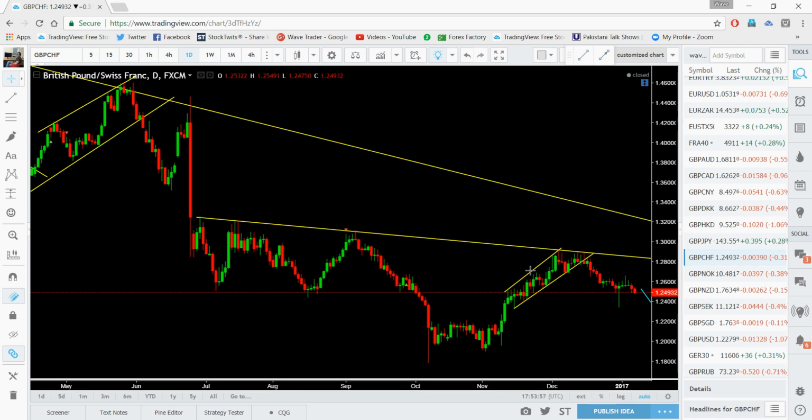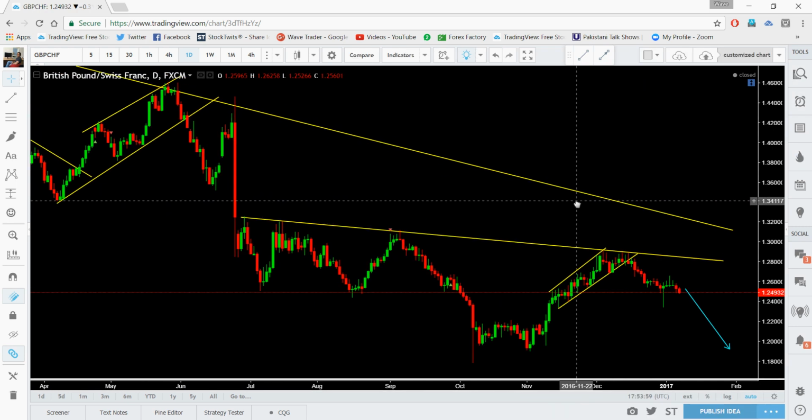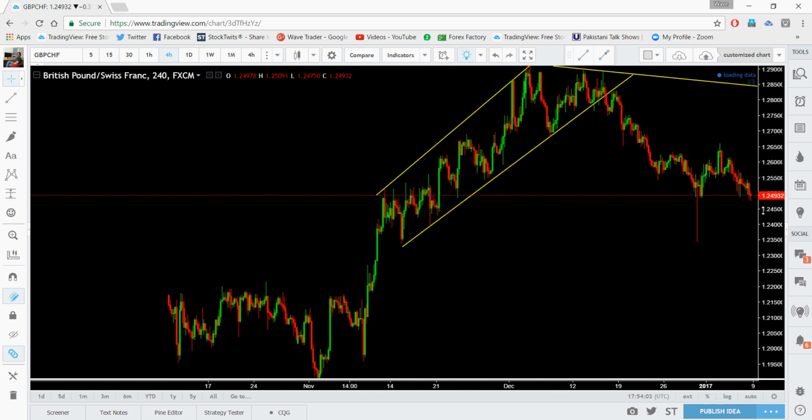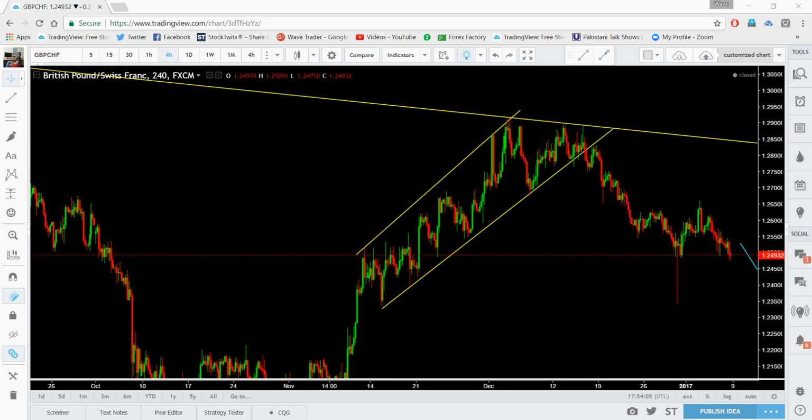GBP CHF, it can push to the downside. If you remember, I told you to look for a sell here once price was forming this flat channel. I asked you to look for a short here at this point and a continuation pattern at this point. We didn't get the continuation pattern there, we got the continuation pattern here.